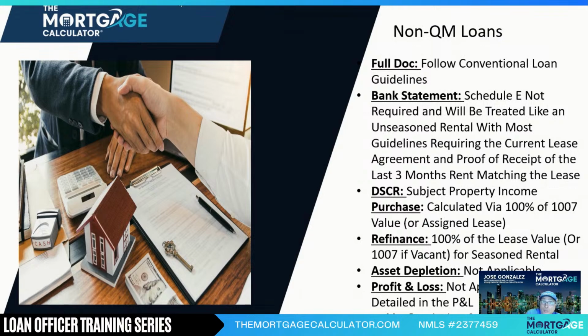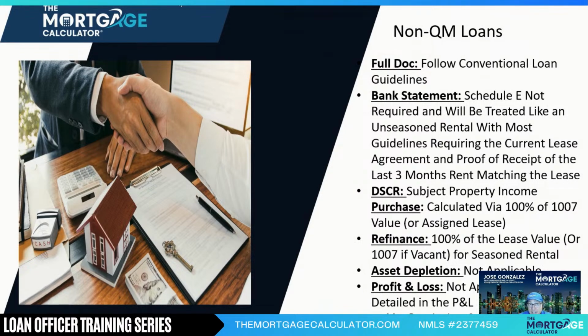If it's a bank statement loan, I already briefly touched on this, a Schedule E is not required because we're not going to be reviewing bank statements, and your rental properties will be treated like unseasoned rentals, right? Most of the guidelines then on these unseasoned rentals are going to require a copy of the current lease, got to have a current lease, and proof of receipt of the last 3 months rent matching the lease amount. This is critical.